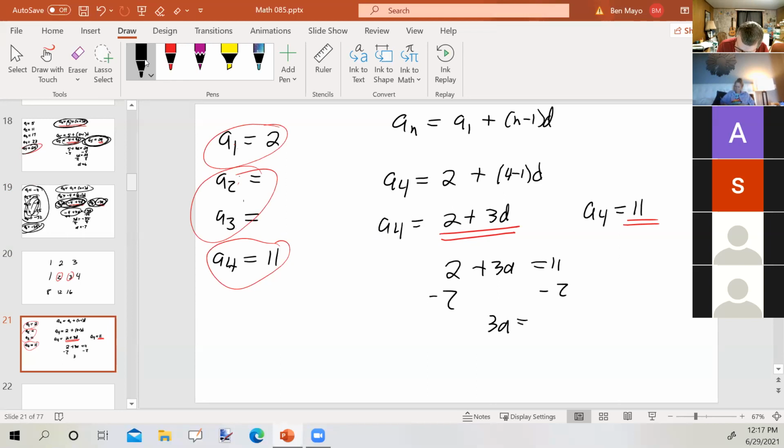So now 2 plus 3d equals 11. Solve for d. 3d equals 9. Divide by 3, d equals 3. 2 plus 3 is 5, plus 3 is 8, plus 3 is 11. So the two arithmetic means between 2 and 11 are 5 and 8.